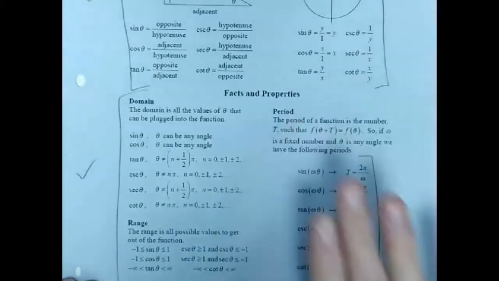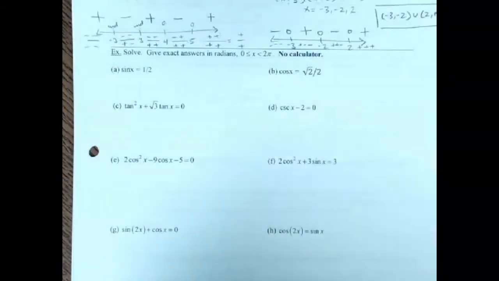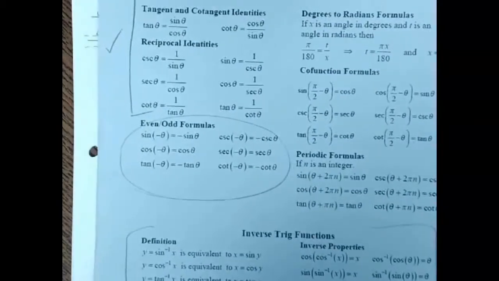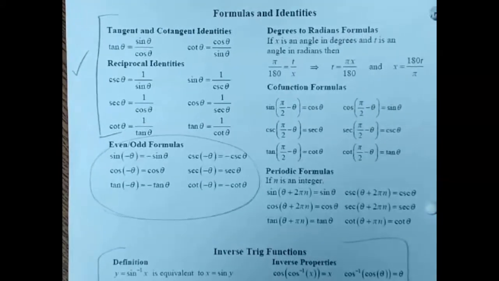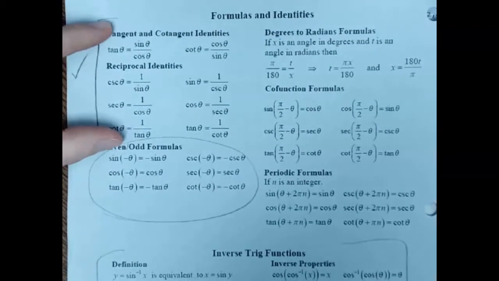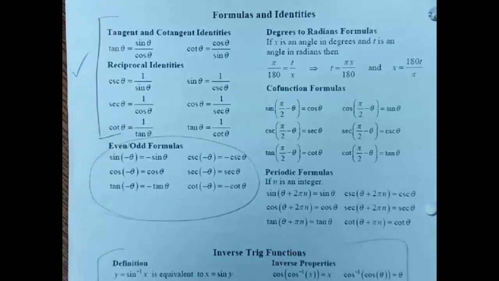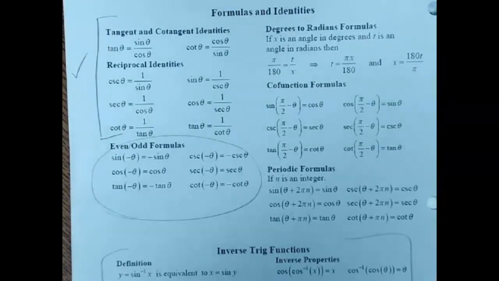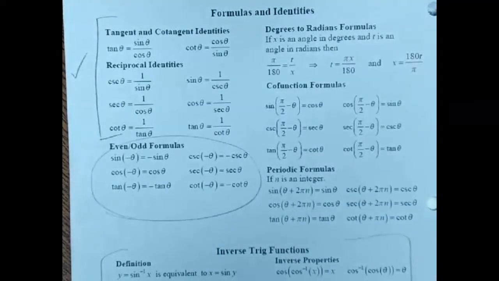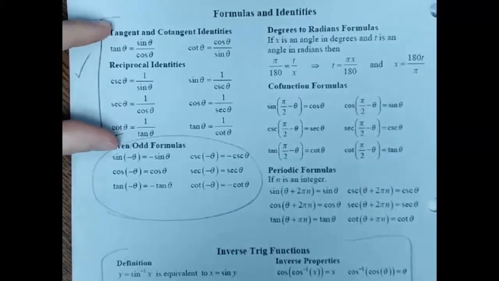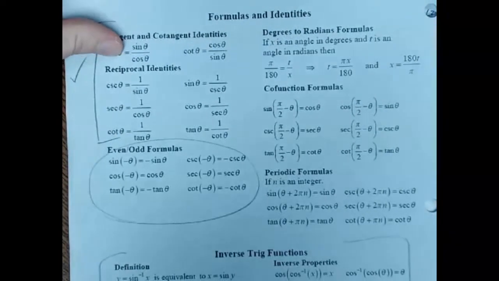It's not terribly important. The formulas and the identities, if you remember back to Precal, there's a lot of them. You don't need to know every single one. You should know these general basic ones. You don't really need the even and odd that often. Don't really need to convert between degrees and radians. Don't really need the cofunctions or the periodic. But you really should know all of these. They're pretty basic and fundamental.